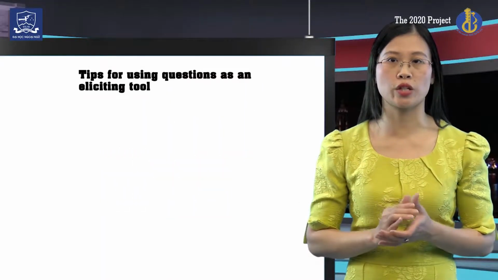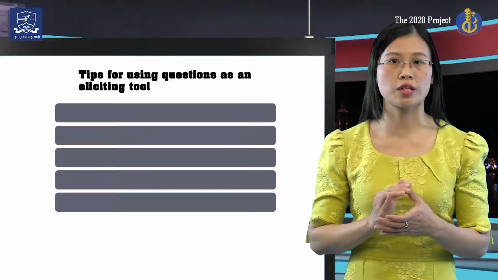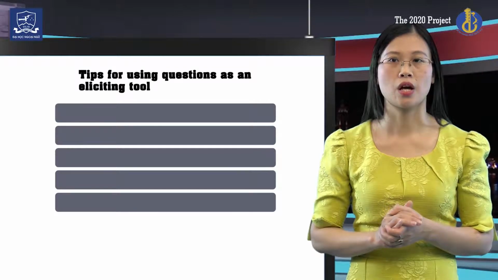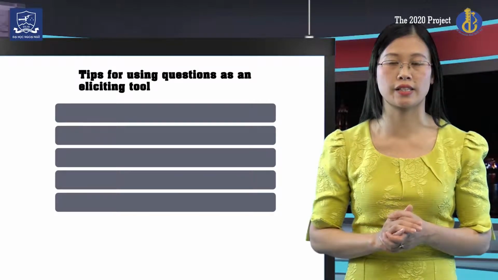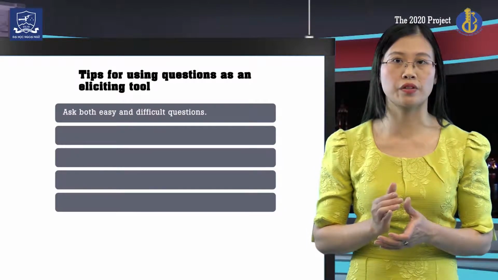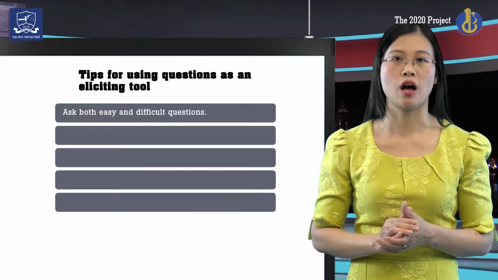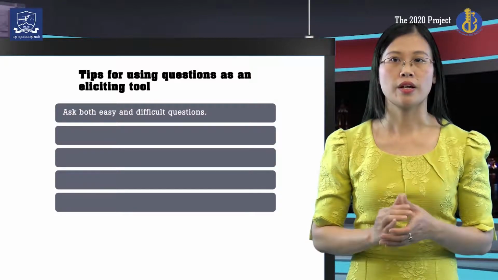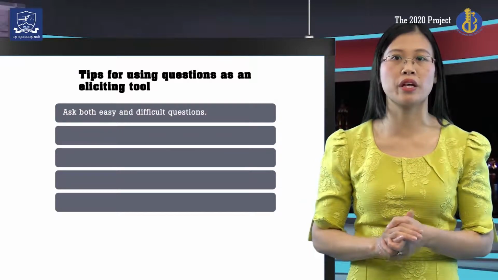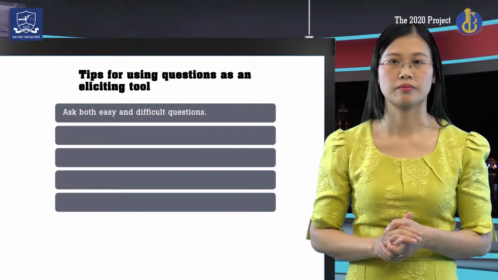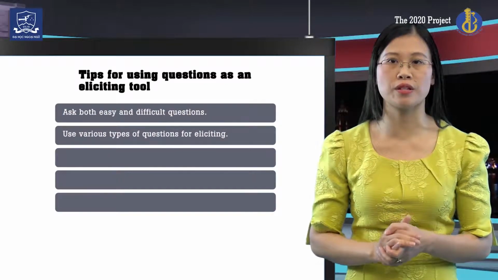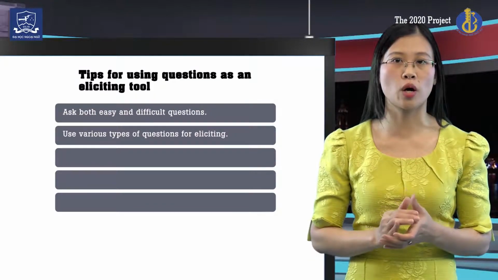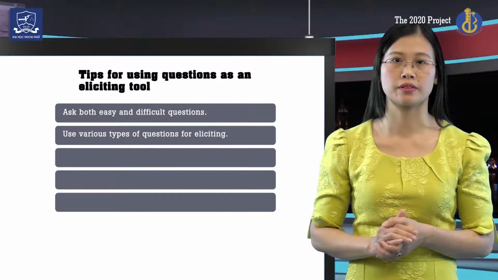To ask effective questions for eliciting, you should keep these tips in mind. First, you should vary questioning techniques, asking both difficult and easy questions for both strong and weaker students. In this way, the whole class will be involved in. Next, you can use various types of questions for eliciting, basing on what you are trying to elicit.